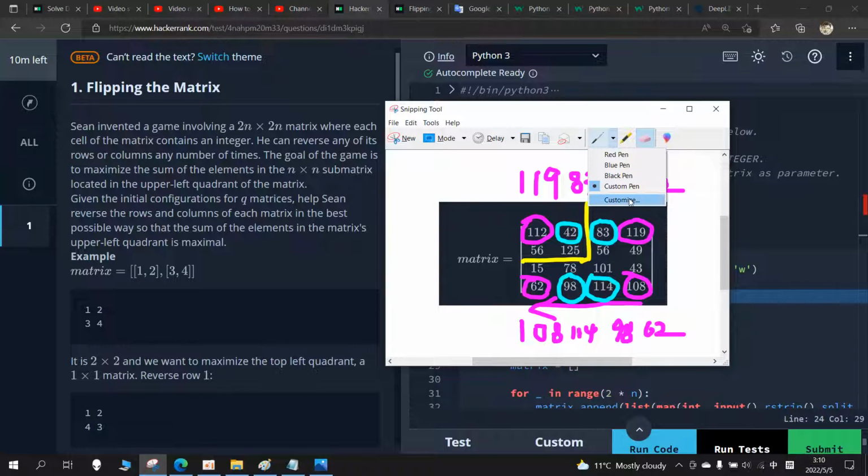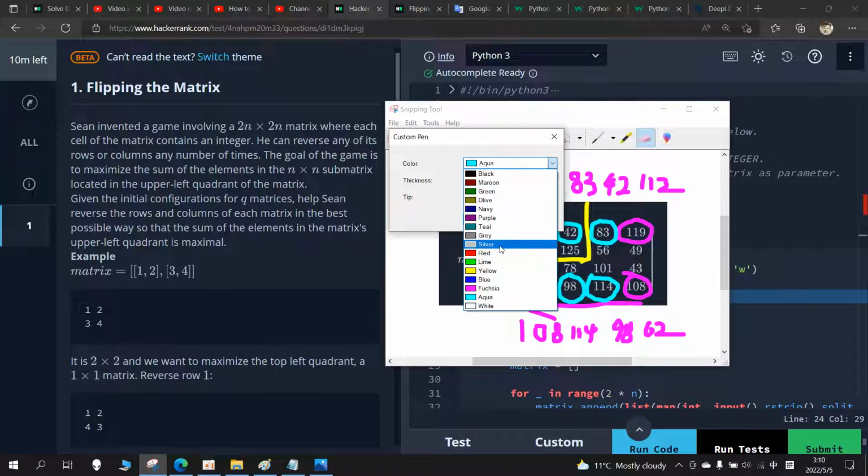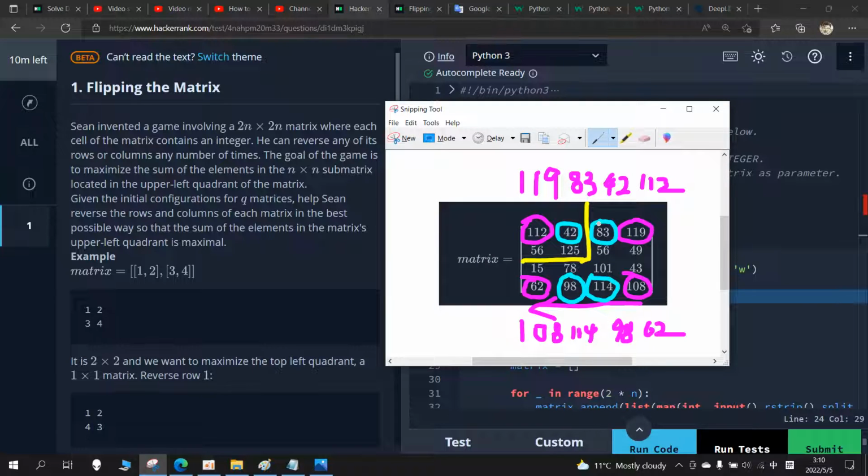And what color do you like? What's your favorite color? This time we put silver to make more money, more salary.